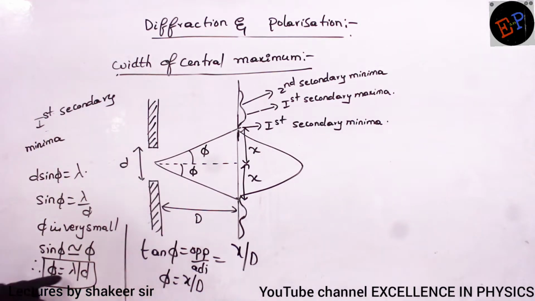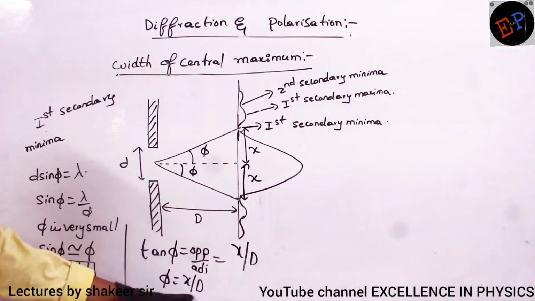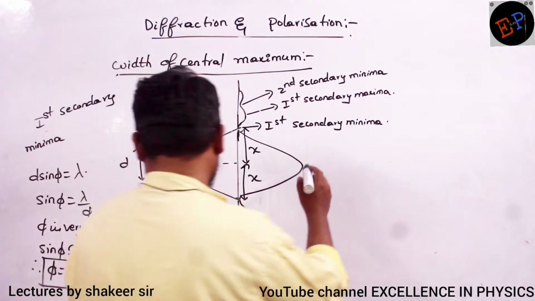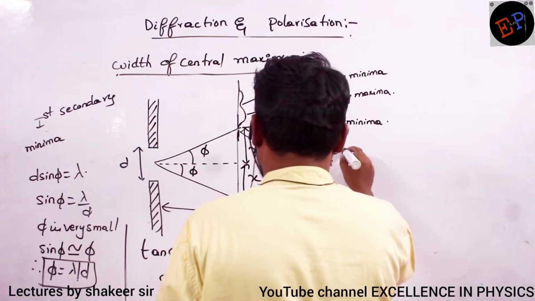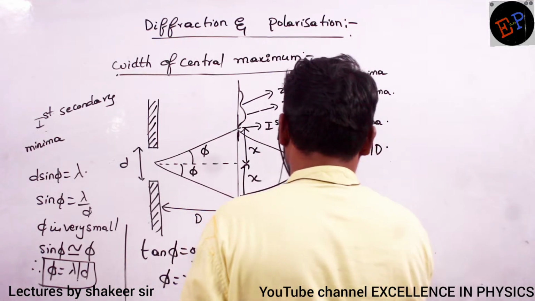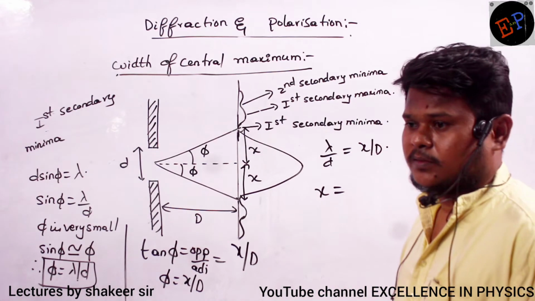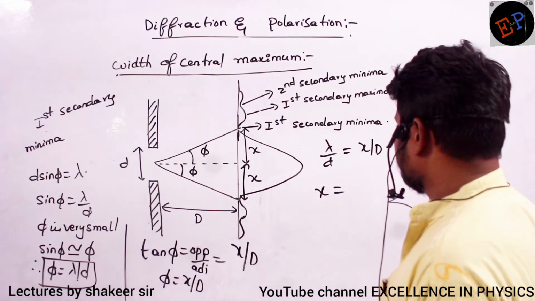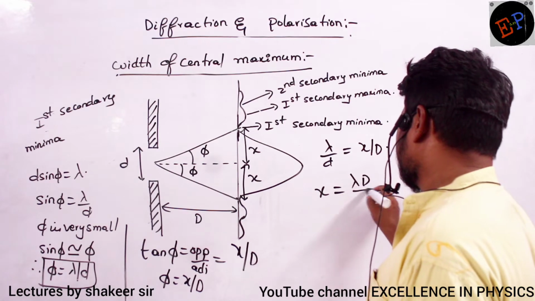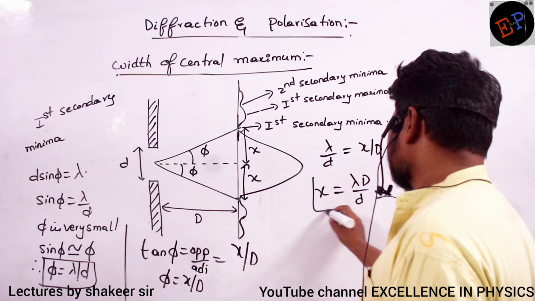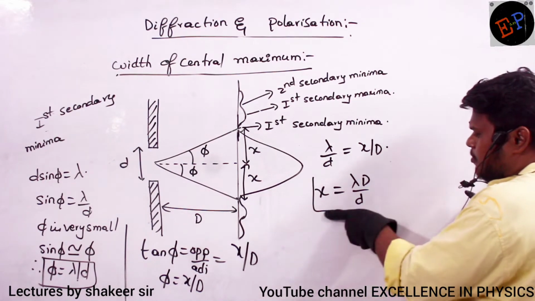So here I got phi is equal to lambda by d, and here I got phi is equal to x by D. Equate them. So lambda by d is equal to x by D. Therefore, what is the x value? The x value is lambda capital D by small d. So this is the x value, but I am not concerned about the x value.